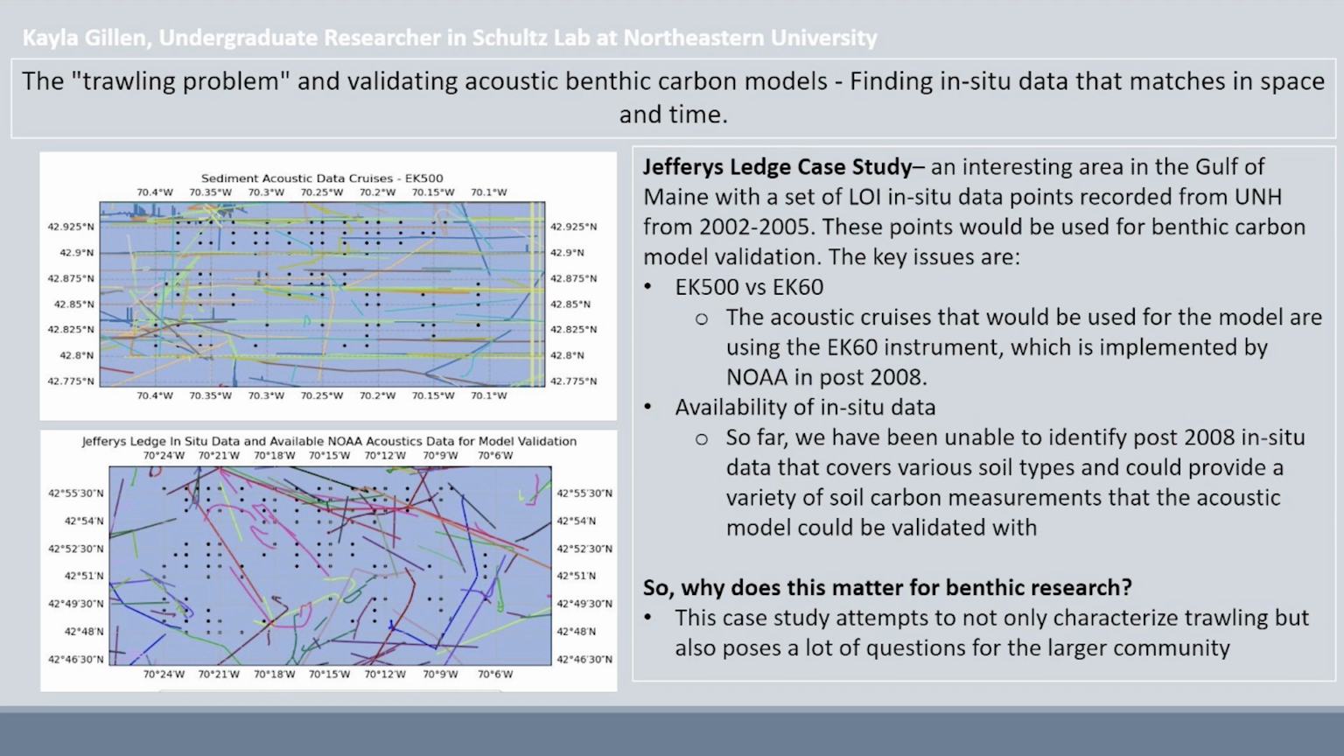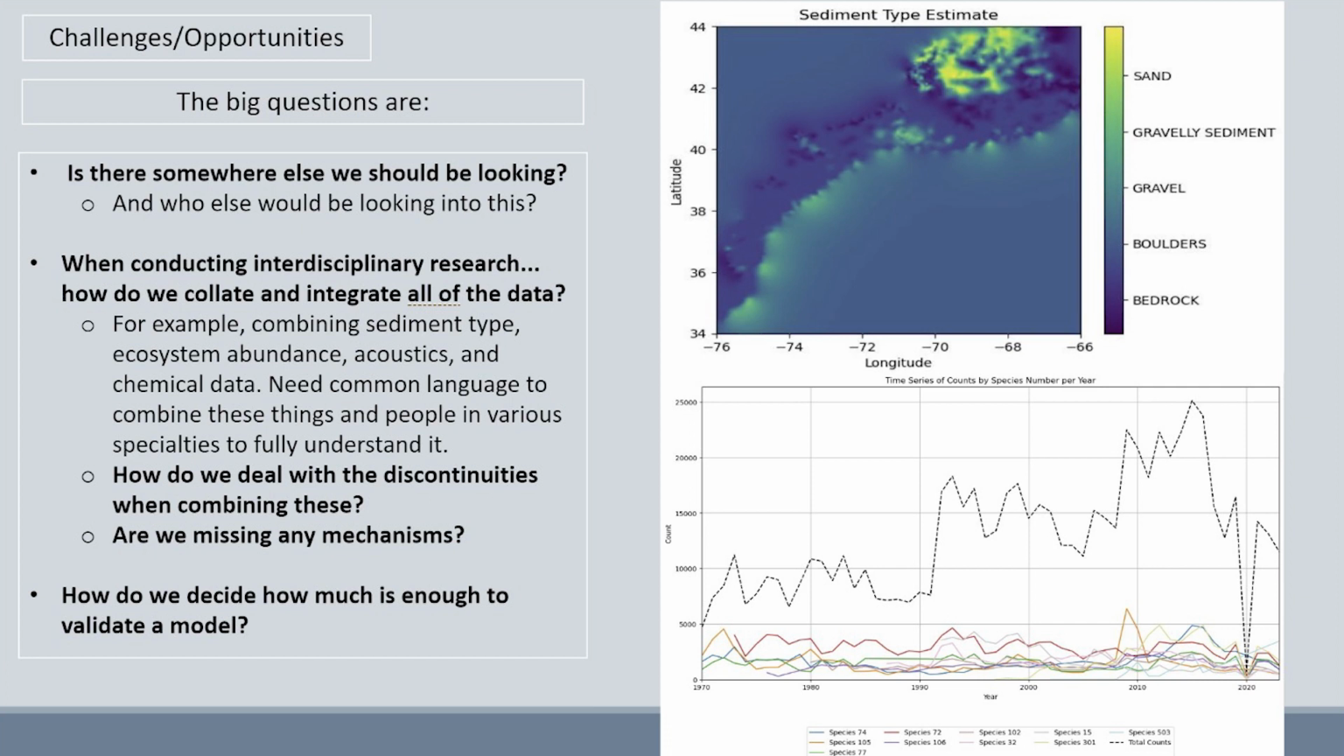Why this matters is I want to characterize trawling and how that's affecting the benthos, but I think overall it poses a lot of larger questions for the community. I'm telling you something you already know, because this is the main reason why we're all here, but I want to know where else we should be looking. Who else here is looking into this? Are there other people that I should be talking to? And when we are conducting interdisciplinary research, how do we collate all of this information, which is what we are doing here.